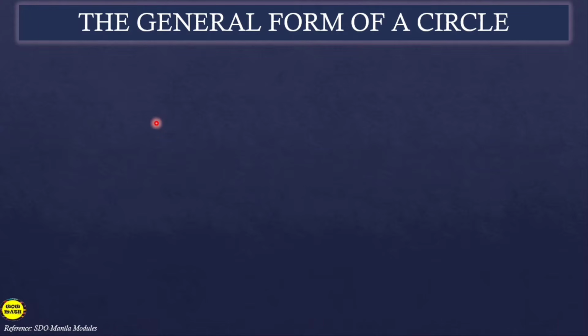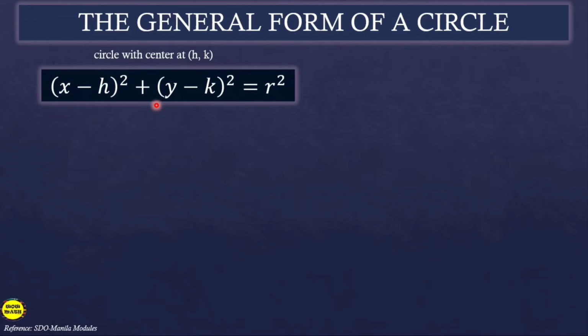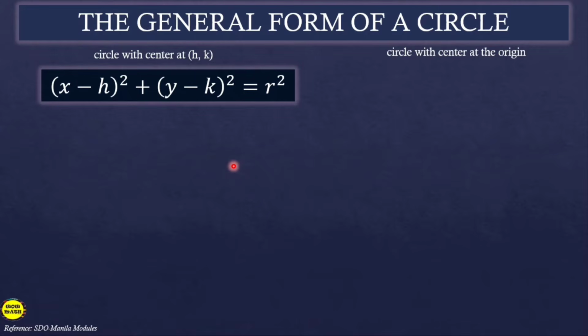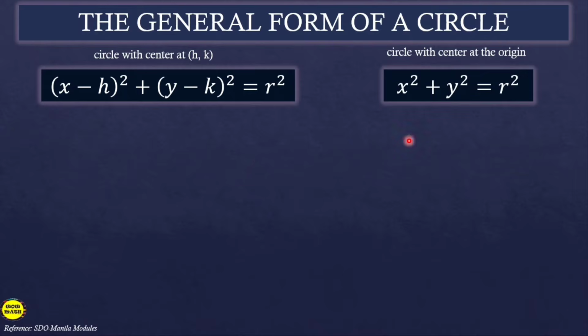So, isa-isahin natin yan. So, circle with center at HK. So, babalikan natin. Ito yung equation natin. Kapag ang center ng circle natin ay nasa HK, that is the quantity of x minus h squared plus the quantity of y minus k squared is equal to r squared. And then, kapag yung center natin ay nasa origin, yung equation natin is x squared plus y squared is equal to r squared.